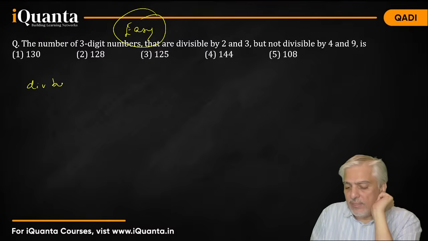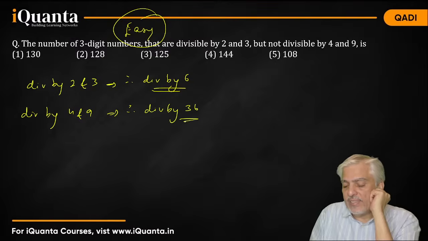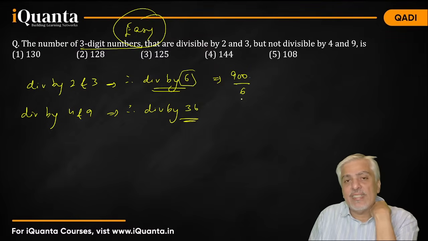Divisible by 2 and 3. Therefore, divisible by 6. Divisible by 4 and 9. Therefore, divisible by 36. So all 3-digit numbers are together 900 numbers, right? So if I take 900 numbers and I want to find how many numbers are divisible by 6, I just need to do 900 divided by 6. I'll get 150 numbers are divisible by 6.